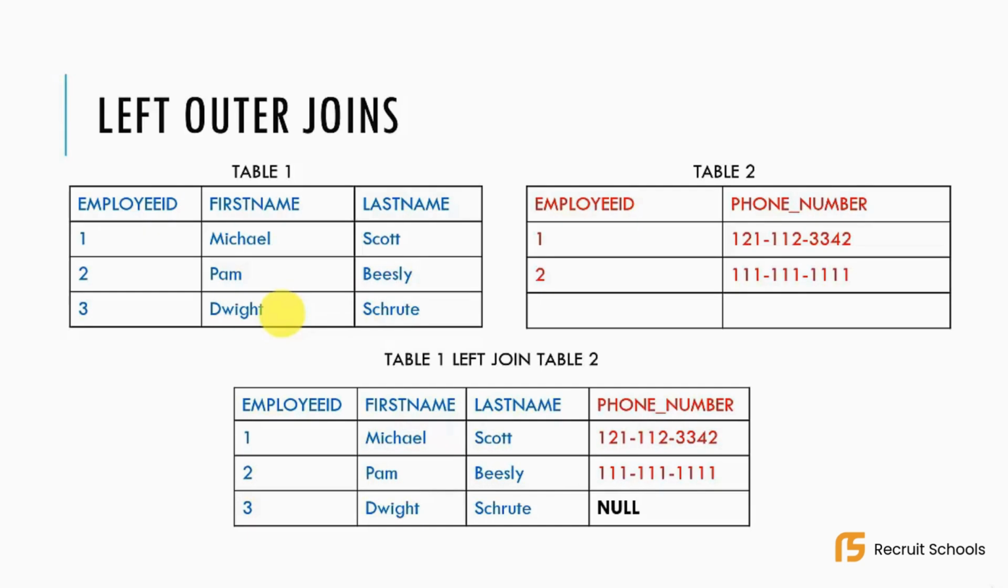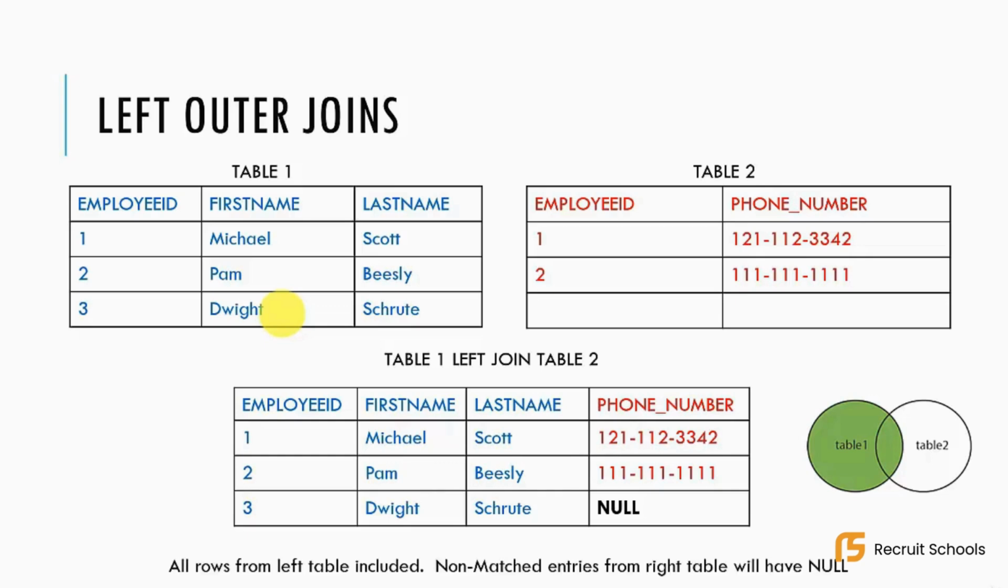So in this case, if you see employee ID 3 is not present in table 2, so it cannot join, so it simply put a null in the phone number column. If we have to imagine this a little bit visually, you say take everything from table 1 and all things that are common, right? And then whatever didn't match, replace it with a null. All rows from left table included, non-matched entries from right table will have null. Okay, so this is the main difference.